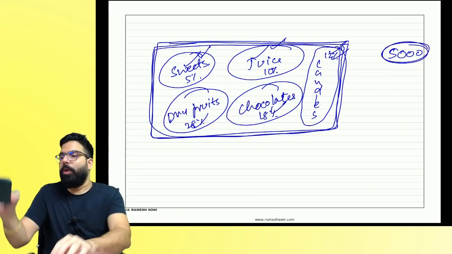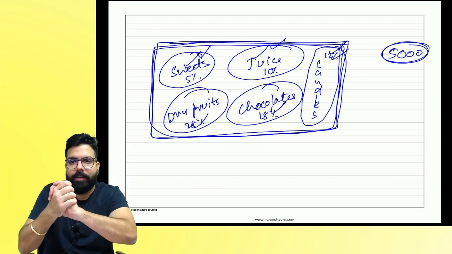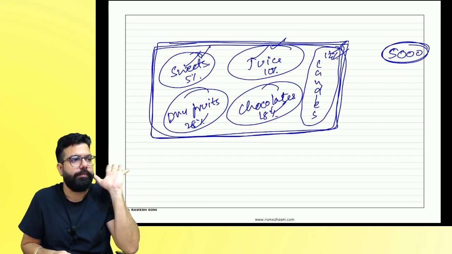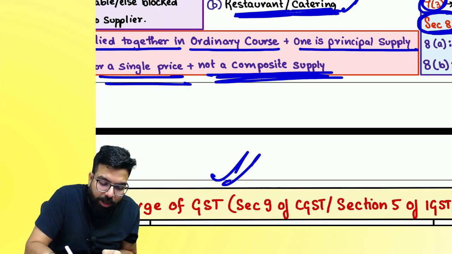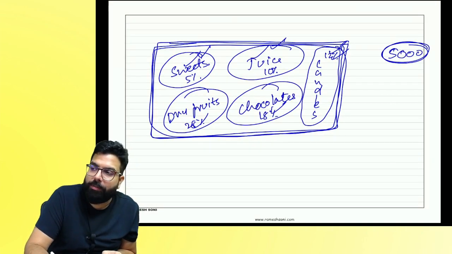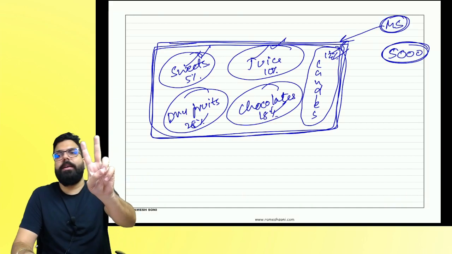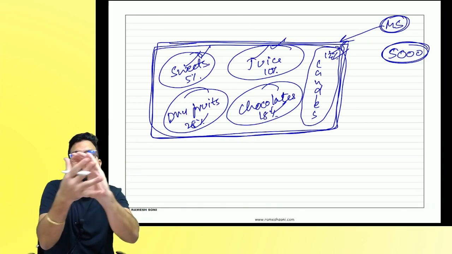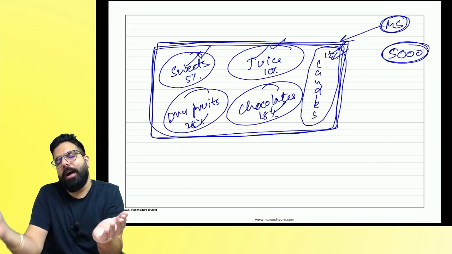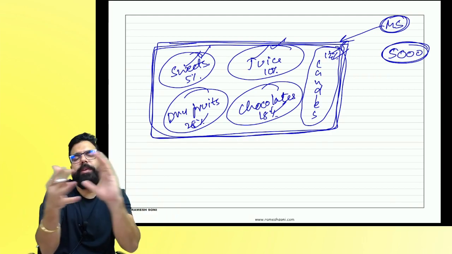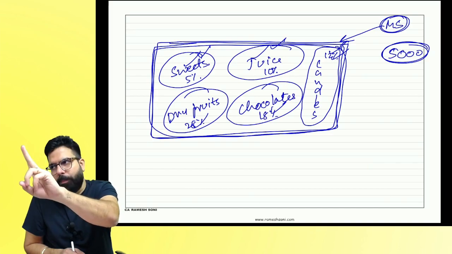It was actually 1, 2, 3, 4 separate supplies. They joined it and they are selling for one price. If they are doing that, and it should not be a natural bundle, then it will become what, everyone? Mixed supply. So are they mixed supply, everyone? Is this a mixed supply? Are there two or more individual supplies which are supplied for a single price? Are there, people, you have to tell me a yes. Are there individual supplies which are joined and supplied for one price? Yes, everyone. Is it composite?